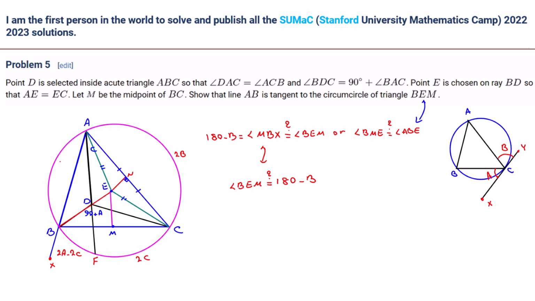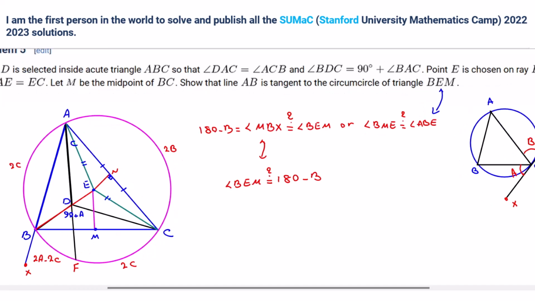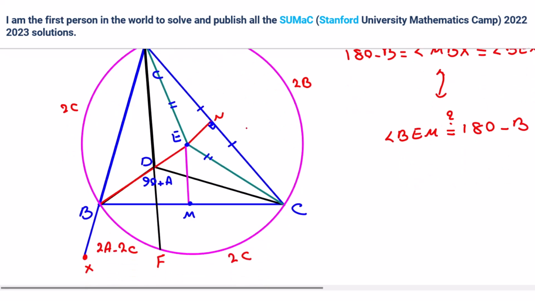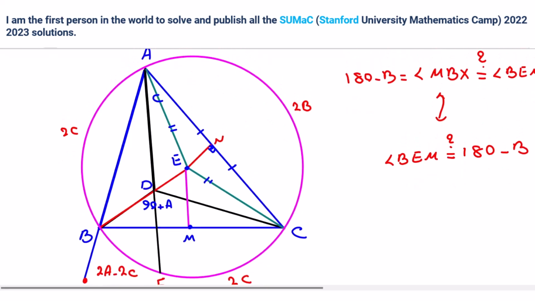This one is 2B, this one is 2C, right? Yeah. Okay, so what's this angle? Let's use angle chasing. What's this angle equal to? A minus C. Exactly. Let's maximize. This one is A minus C.